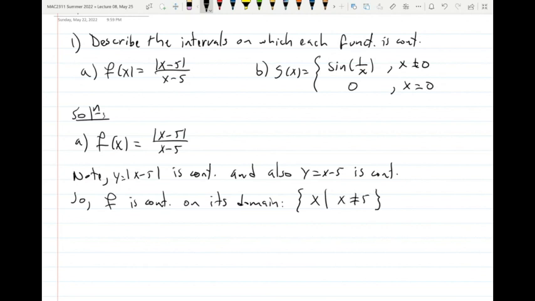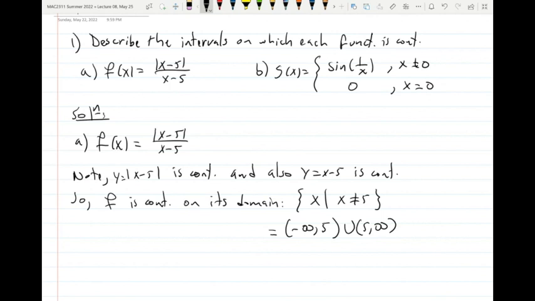And if we are asked to give this in interval notation, how do we write this? Negative infinity to 5, union 5 to positive infinity. And parentheses everywhere, right? Okay. Questions?